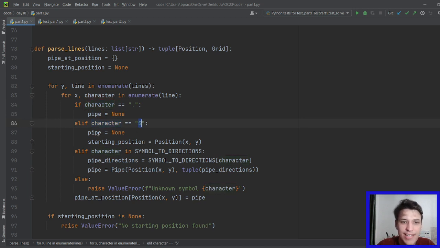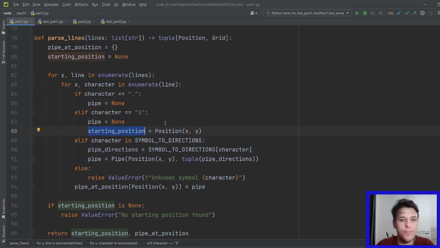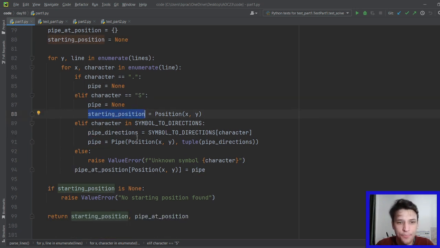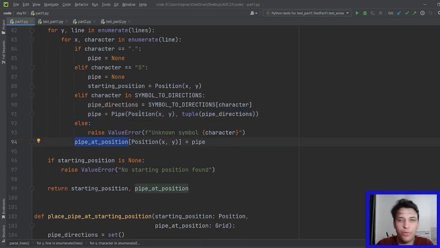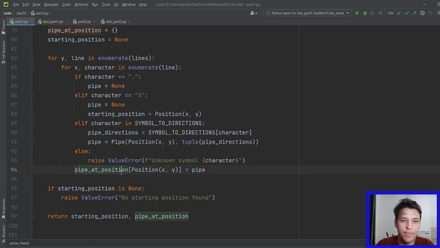If the character is an S, there will be a pipe at the current position, but we don't know which one yet, so we also set pipe to none, but remember the starting position. Otherwise, we get the pipe directions by this dictionary, and then we define a current pipe at the current position with the tuple of directions, and our output then will just be the dictionary that maps each position to either pipe or none.